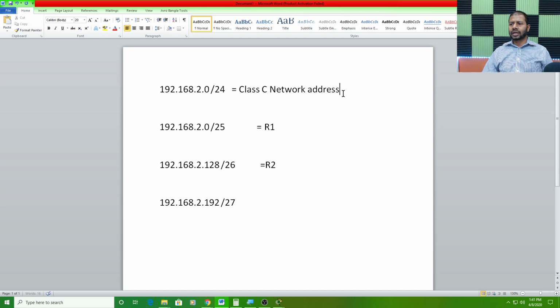Class C. How do I know it's class C? Remember the first number begins with 192? That's going to be class C. We know these things, right? Between 1 and 126 is class A, between 128 and 191 is class B, and 192 to 223 is class C. This is class C. What is class C's default subnet mask?